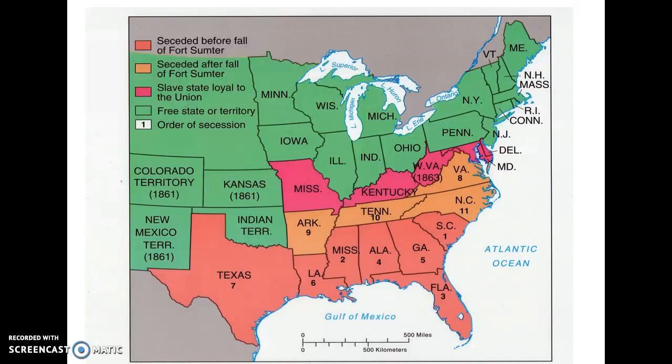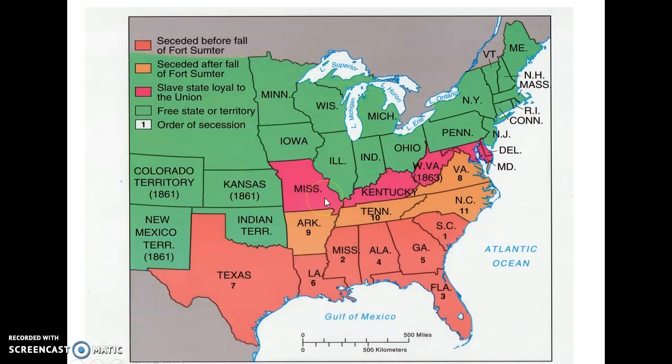So here we go. This is the slide that we left off on in class on the idea of secession. What we see here is the number of states and the order in which they seceded from the Union. Down here in the Deep South, you have South Carolina leaving first, all the way across to Texas. You have some of the border states here in the middle. We talked about Fort Sumter being the first battle of the Civil War, and these orange states here are the states that left after Fort Sumter.